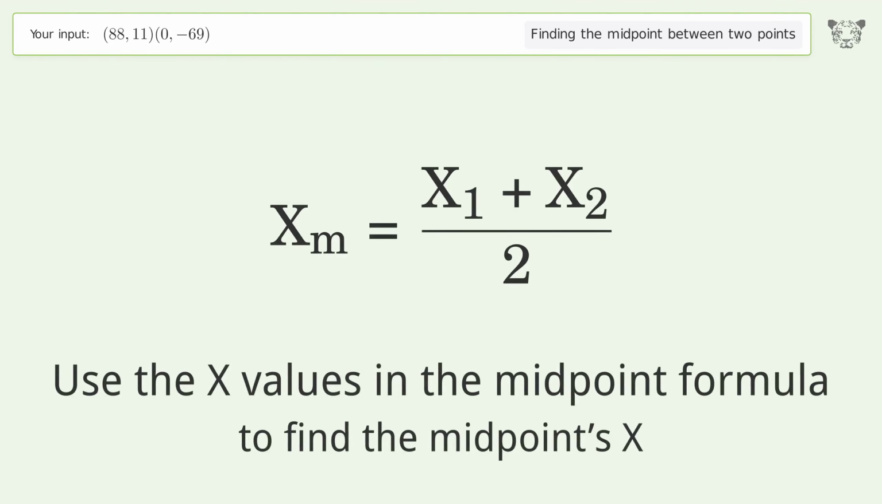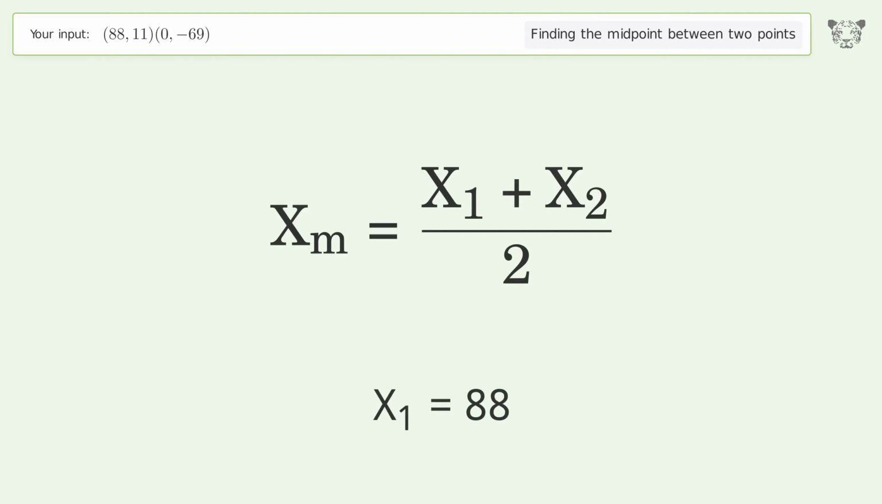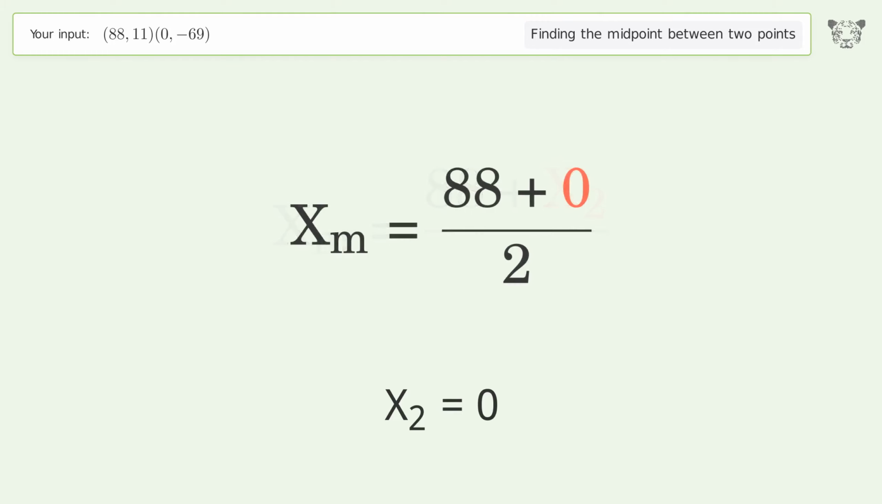Use the x values in the midpoint formula to find the midpoint's x. x1 equals 88. x2 equals 0. Simplify the arithmetic.